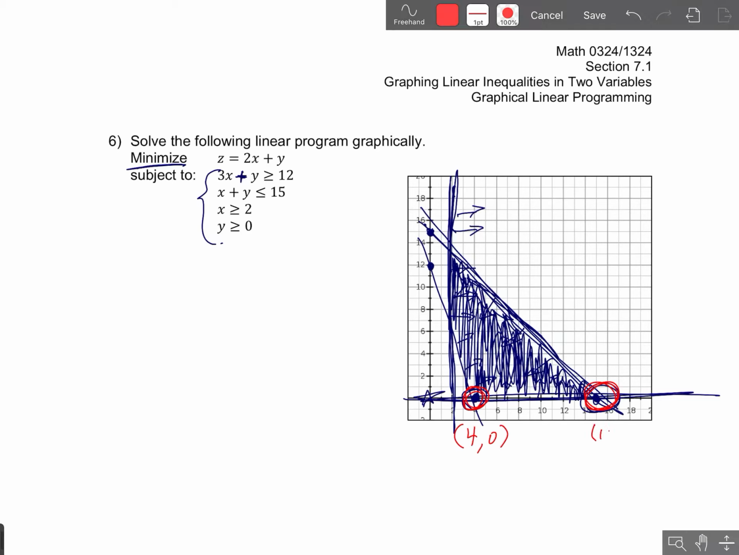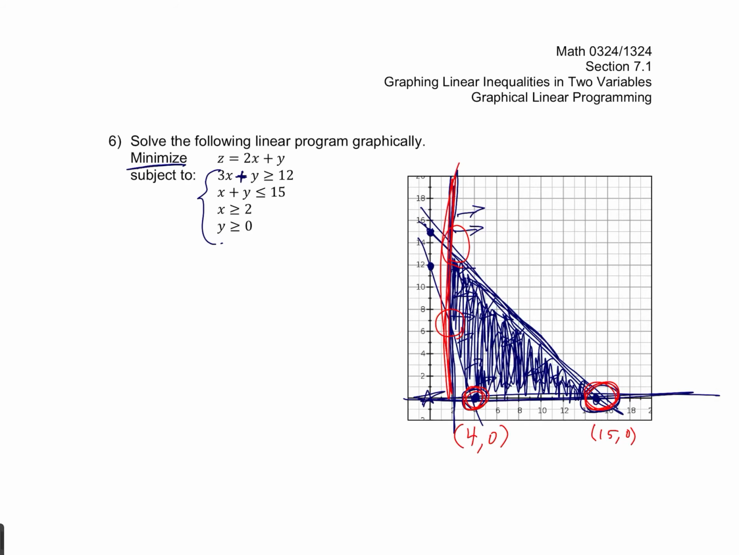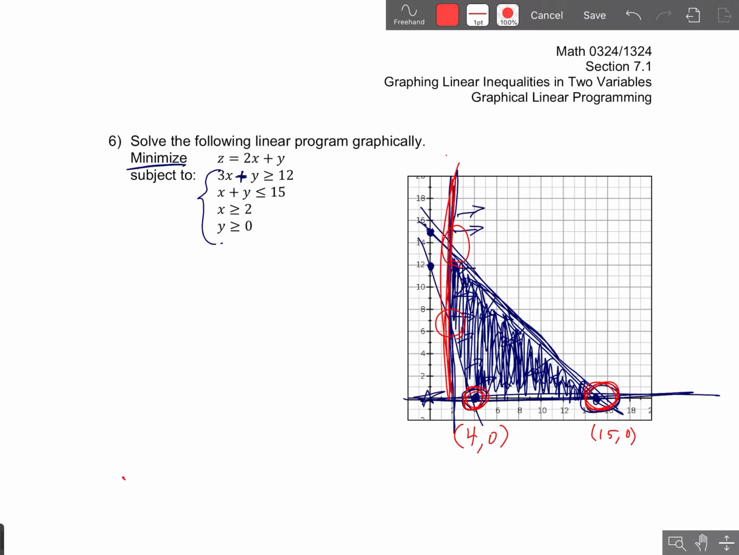So we know that this corner point is 4, 0, and we know that this corner point is 15, 0, because those are points that we actually used to plot the lines. However, in this case, there are 2 corner points whose coordinates we haven't met yet. So how can we find those coordinates? Well, notice that both of these corner points are part of this line. And that line has the equation x equals 2.